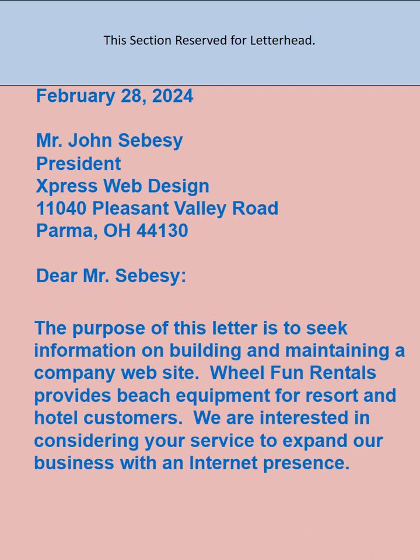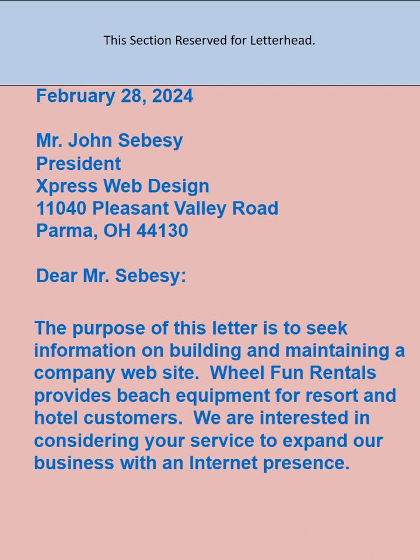Now you notice I have a colon. A comma could also be used here. Again, totally up to your discretion. Another skip of a line, a blank line, and I start right off with the purpose. The purpose of this letter is to seek information on building and maintaining a company website. Wording, again, totally optional to you, but it must come right out with routine and state the exact purpose.